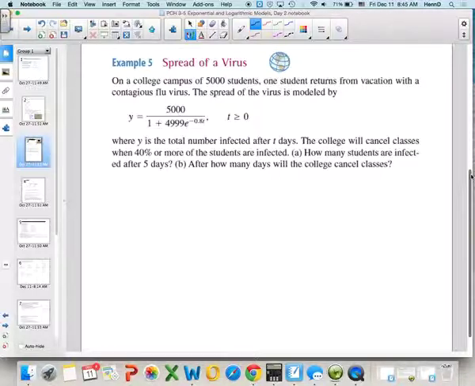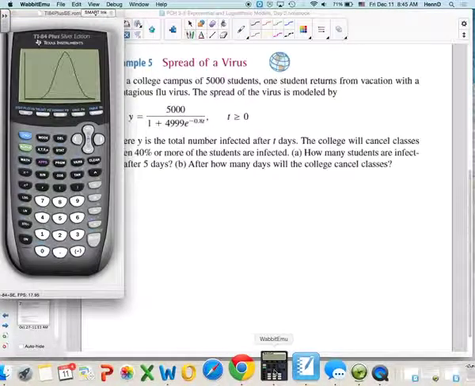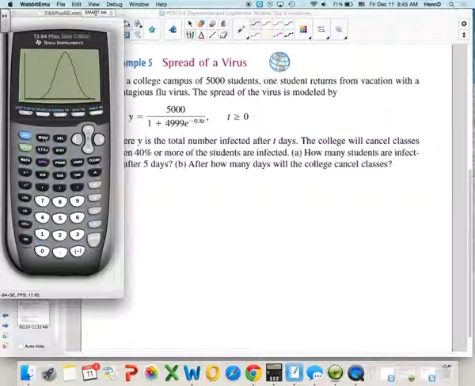So here we have part A. How many students are infected after 5 days? What do we have to do here? This is just plug and chug. Plug 5 in for t, figure out what it equals. So let's go ahead and do that. Grab your calculators and let's figure that out.